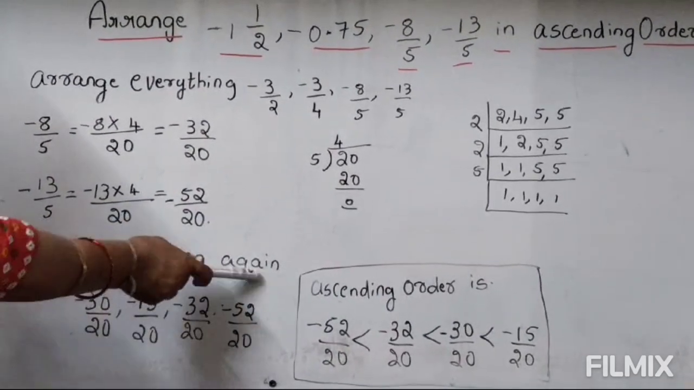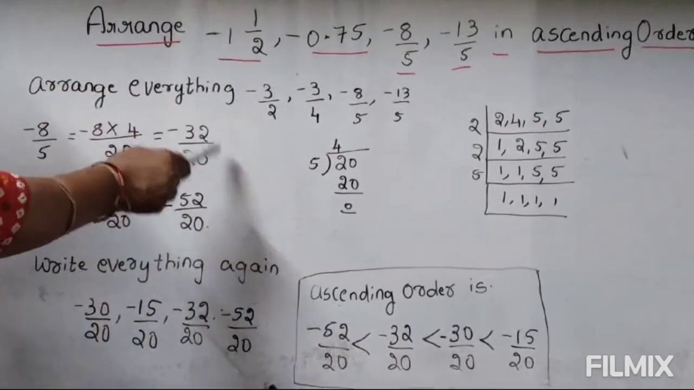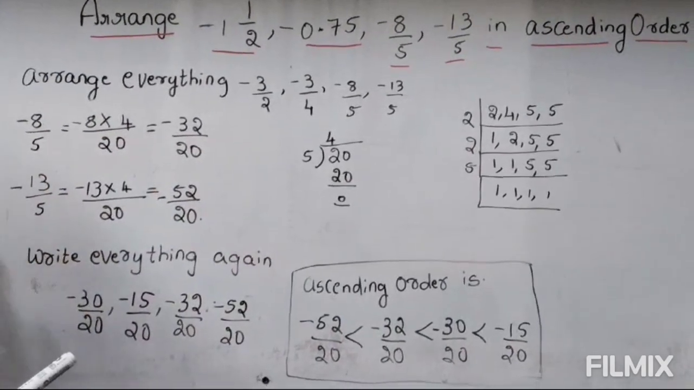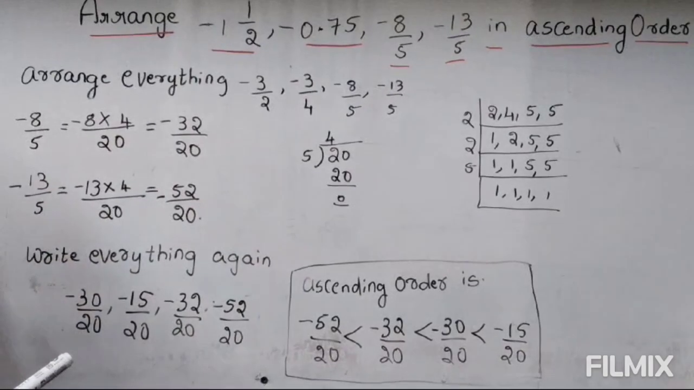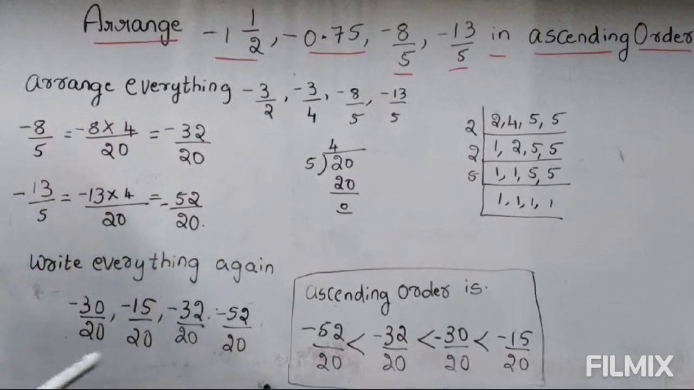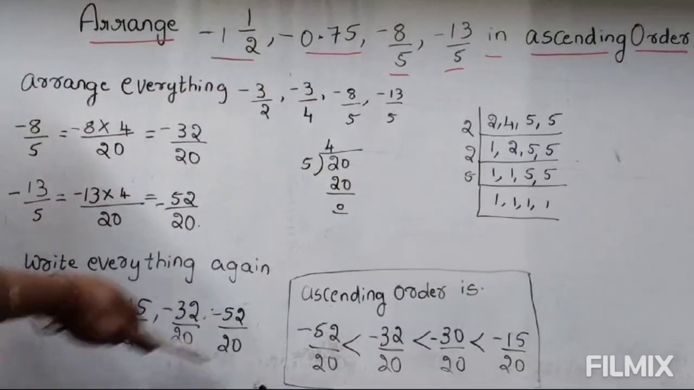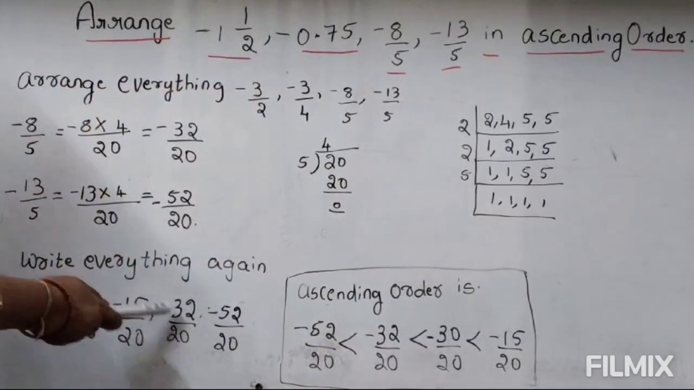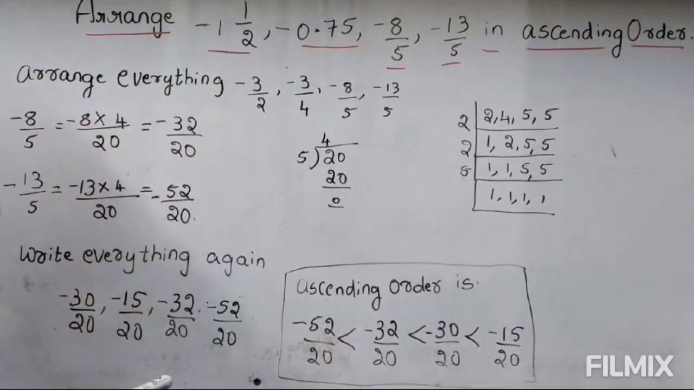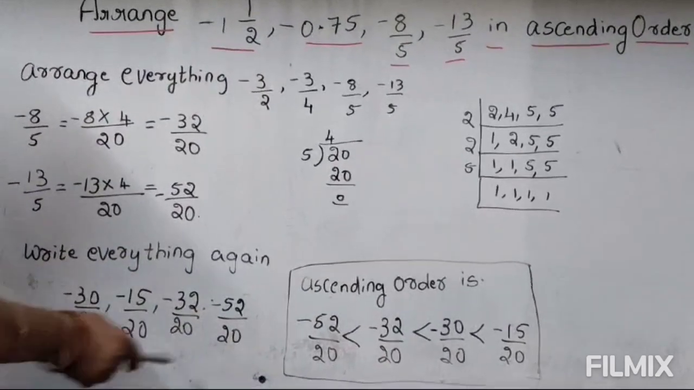Now write everything again. Because in the denominator of everything you have 20, it is an equivalent fraction there, isn't it? So minus 3 by 2 is minus 30 by 20, for minus 0.75 you will get minus 15 by 20. For minus 8 by 5 it is minus 32 by 20. For minus 13 by 5 you will get minus 52 by 20. Now this you will get.